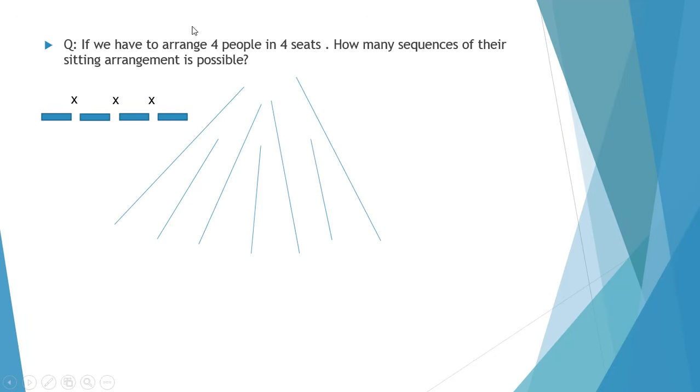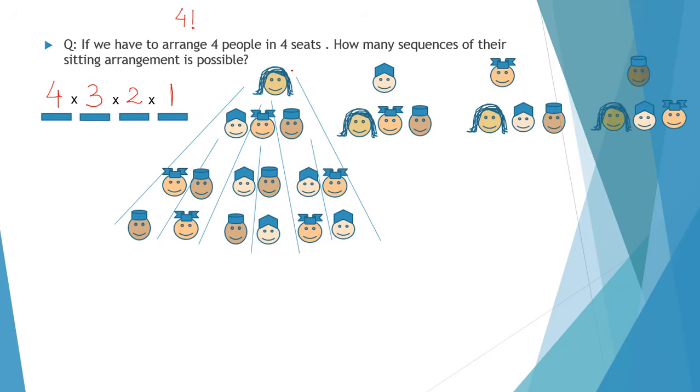I have taken the same scenario again, but will give you a visual representation. If I have to arrange 4 people in 4 seats, how many sequences of their sitting arrangement are possible? The answer is 4 factorial. For the first seat, we have 4 options. Anyone can occupy the first seat. But for the second seat, we have 3 choices. And then when the second seat is occupied, we are left with 2 choices. And there is just 1 choice for the last seat. Let's see it visually. If you have these 4 members, every member will get a chance on the first seat.